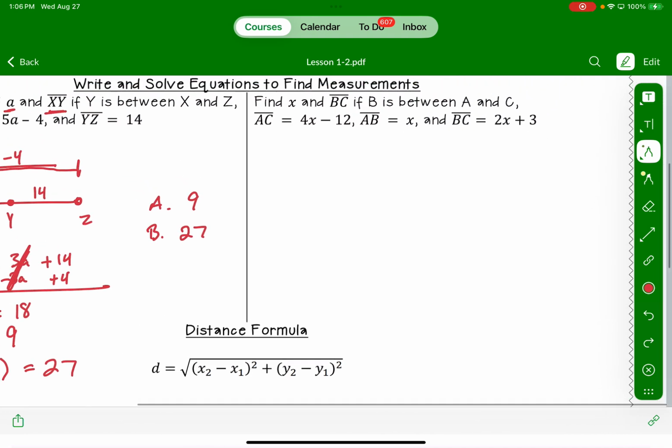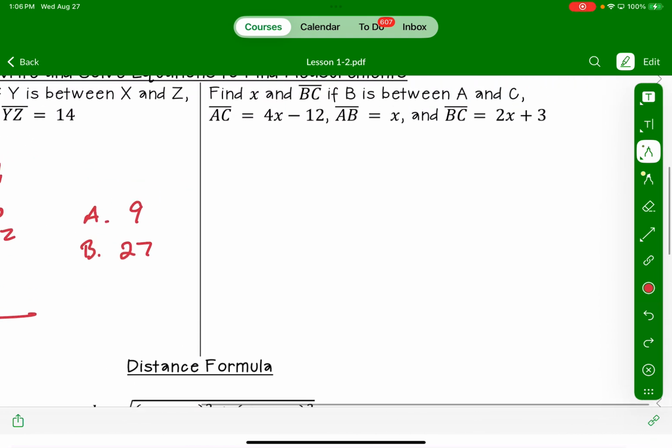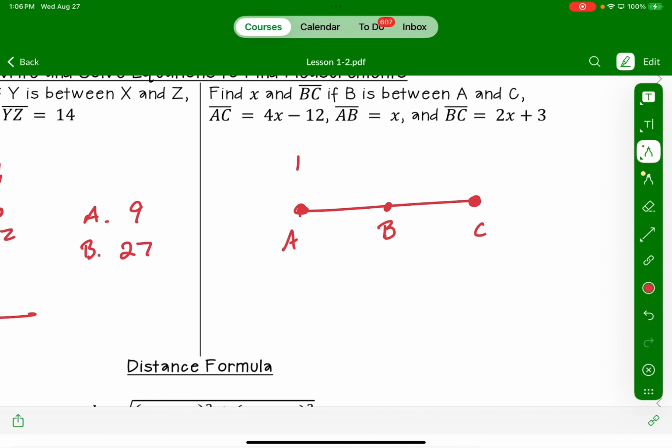All right. This one, similar problem. Find x in line segment BC if B is between A and C. So we're going to start with drawing a picture. What are my two endpoints? A and C. B is in the middle somewhere. And then we can label. So it says AC is equal to 4x minus 12. AB is x. BC is 2x plus 3.